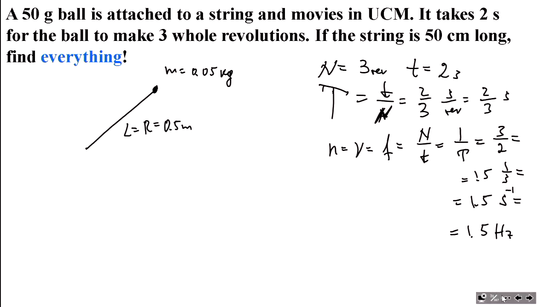Where else can we find? Well, speed, angular speed. What can we do to get the speed? Well, speed is distance traveled over time. And we actually had a similar calculation done before. We know that it takes 2 seconds to make three whole revolutions. Distance traveled in one revolution has a name, circumference. And to calculate the circumference, we just need to use an equation from geometry, 2 pi radius.